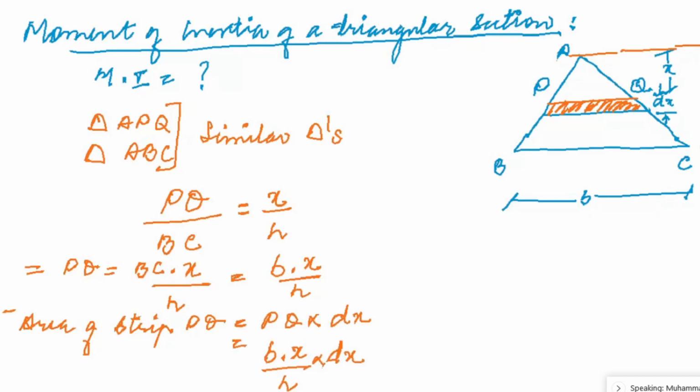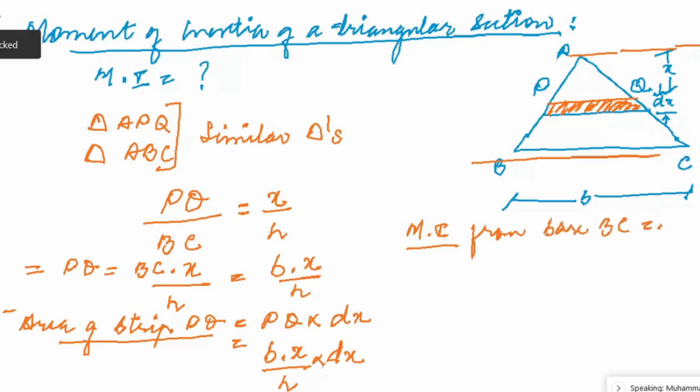Fine. And after this, we are supposed to calculate the moment of inertia from the base BC, the reference line being BC. As you remember, when we have to calculate the moment of inertia about any axis, it is simply equal to area multiplied by distance squared.